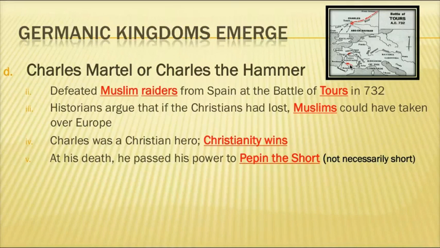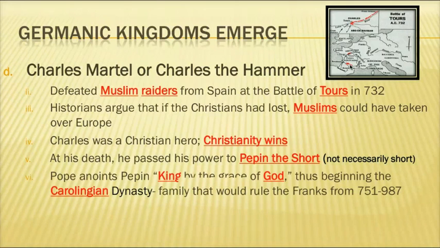Pepin the Short wasn't necessarily short, but you get these names. A lot of times you didn't have last names in the Middle Ages. For example, my name is Carl. I would be Carl from Elk River. I wouldn't have the last name Sagan because last names really didn't exist. So you got nicknames for various reasons. So at his death, he passed power to his son, Pepin the Short.